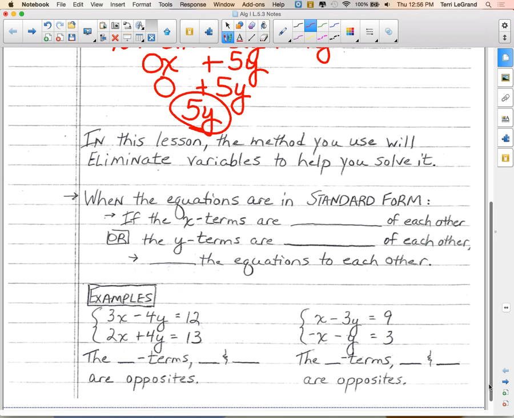But typically, this is when it works the best, when the equations are in standard form. So when the equations are in standard form, if the x terms are opposites of each other, or the y terms are opposites of each other, like just happened up above in number 1, the y terms were opposites. In number 2, the x terms were opposites. So they ended up canceling each other out. If we look at it and that's the case, one or the other are opposites, we can just go straight to adding the equations together.